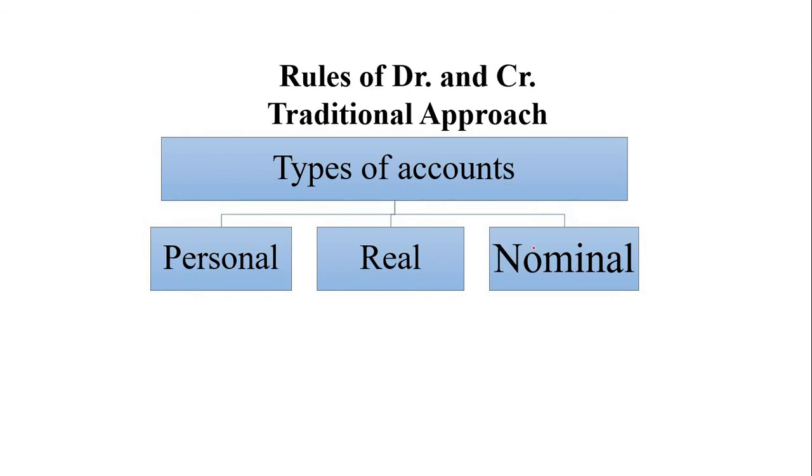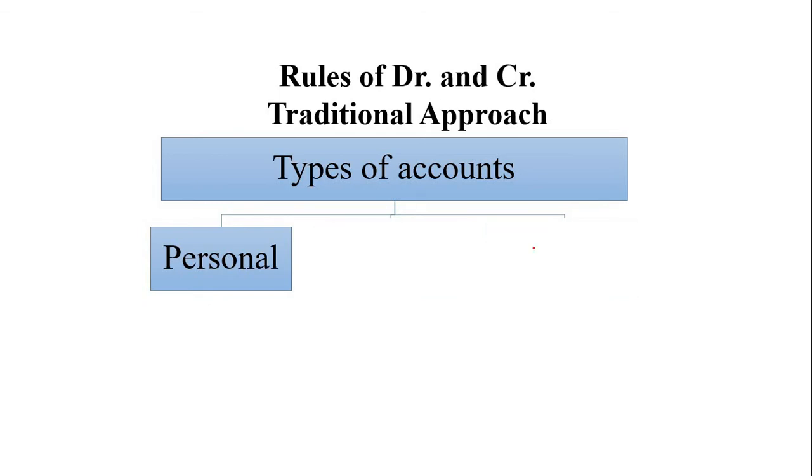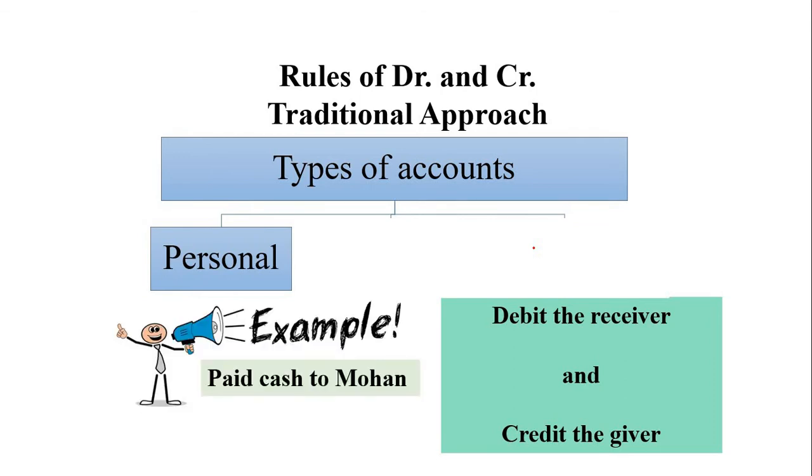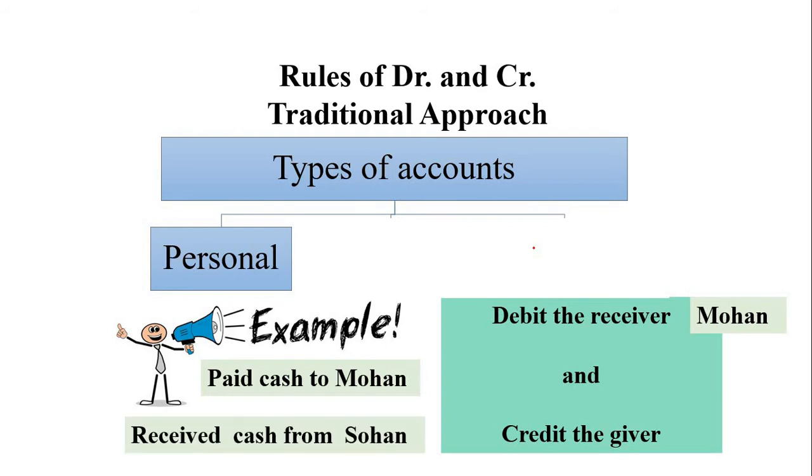So in traditional approach we have these three types of accounts. So let us see what is the rule for personal account. For the personal account, the rule of debit and credit is debit the receiver and credit the giver. For example, paid cash to Mohan. So here please remember Mohan is a receiver. So Mohan's account will be debited. Similarly, if the question is received cash from Sohan, here the personal account Sohan is a giver. So Sohan account will be credited in this transaction.